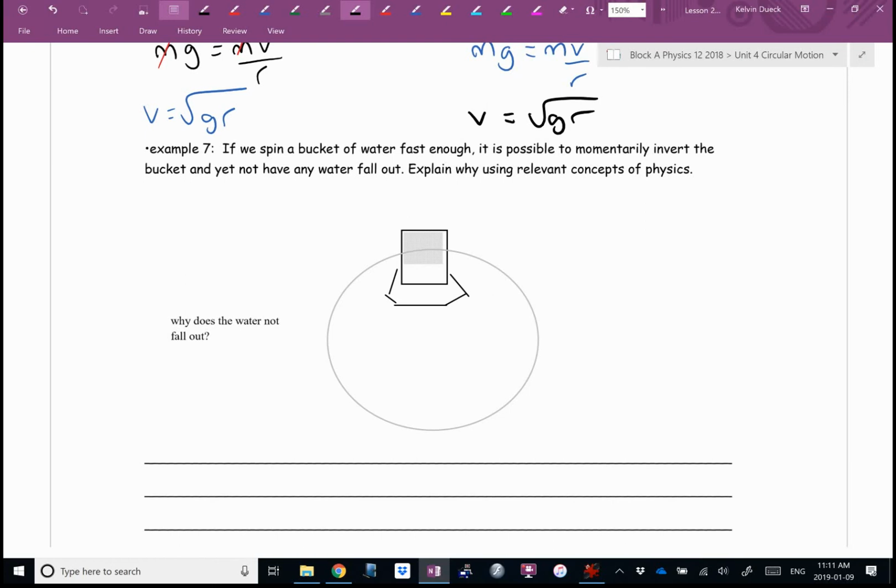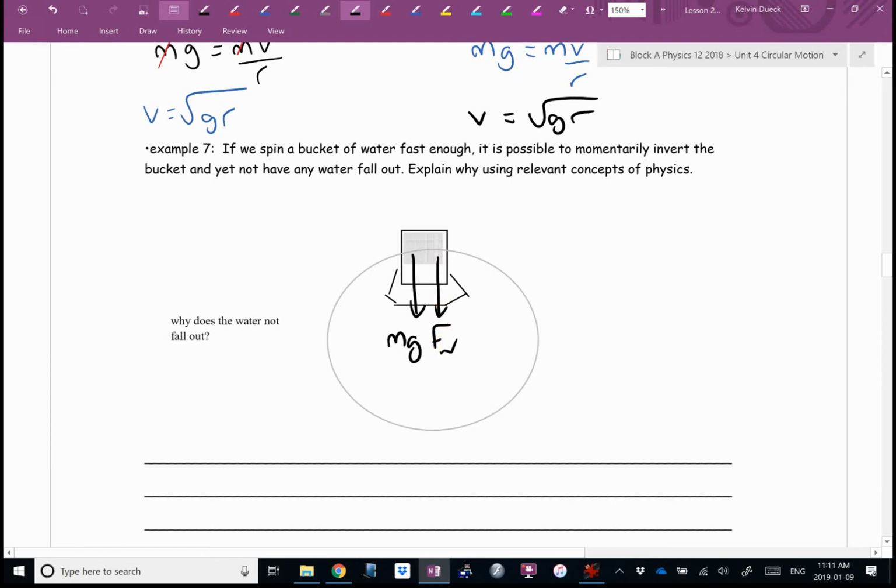So if we spin a bucket of water fast enough, it's possible to momentarily invert the bucket and yet not have any water fall out. Why? You know what this is a job for? Free body diagram, you say. What are the forces acting on this water? Get the obvious one. What else? Come on, what else? There is a normal force. The bucket is pushing on it.